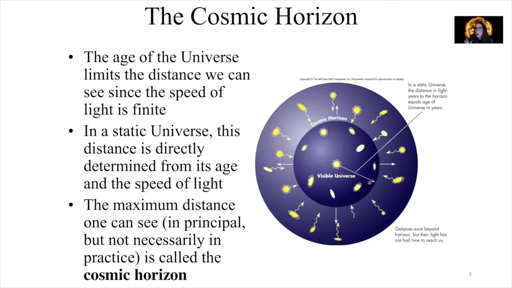So we know that there are galaxies that exist beyond this cosmic horizon, but their light has not had time to reach us yet. So that's the important thing, okay? So the thing is, we are only able to see a portion of our universe. There are galaxies that exist beyond what we can see right now with telescopes.